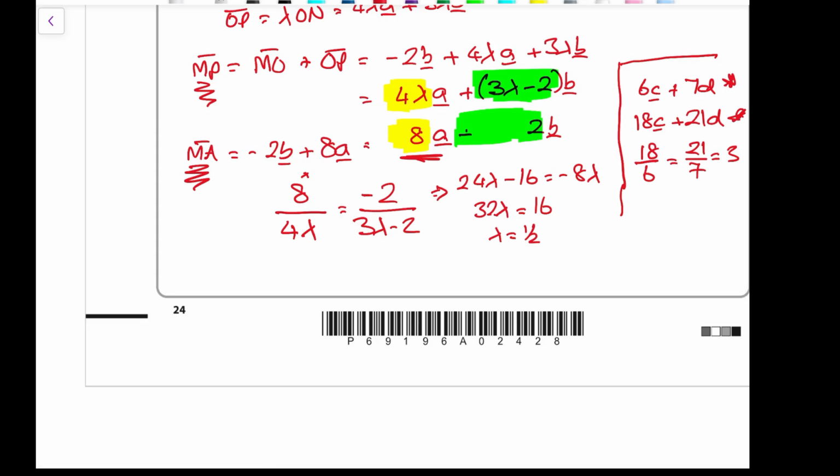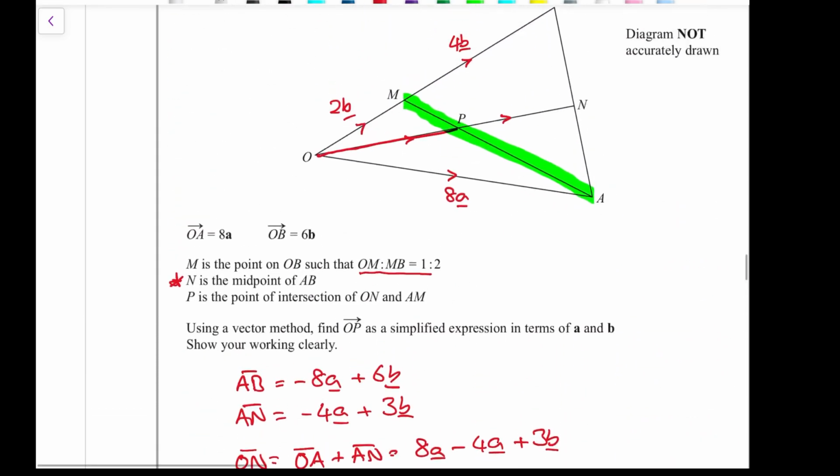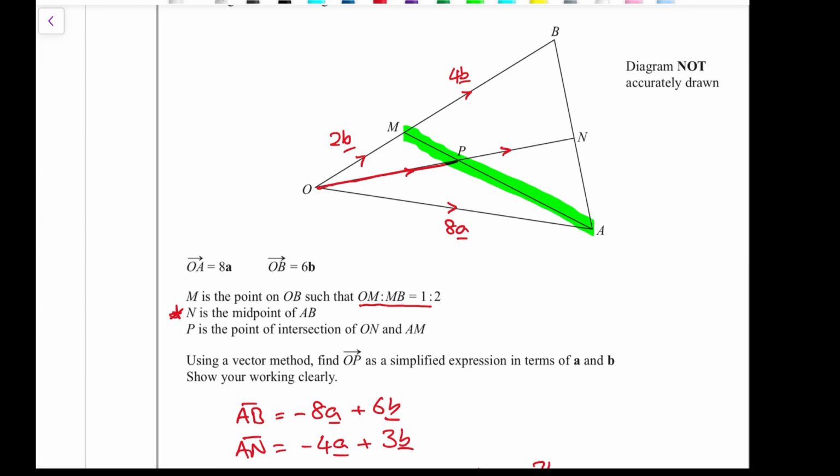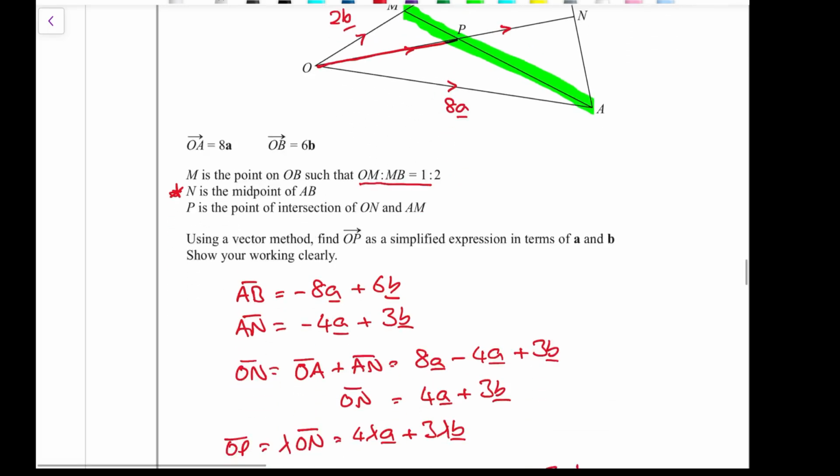Let's be clear about what that's saying. That is saying in my diagram right at the top that M to P is half of M to A. It doesn't look like it in the diagram, but that's what the vector math tells us, so therefore it's fine.